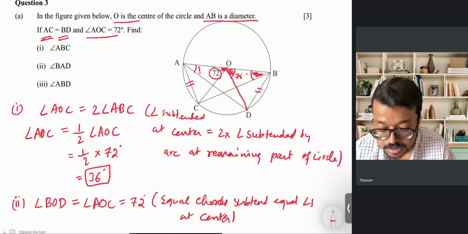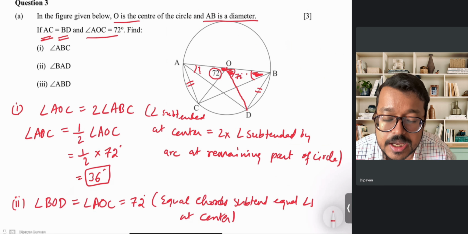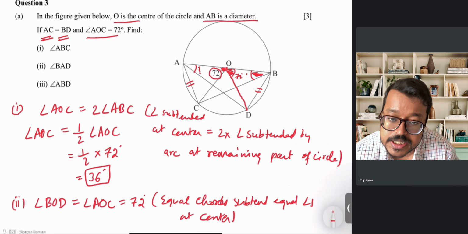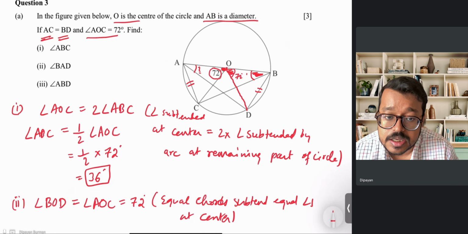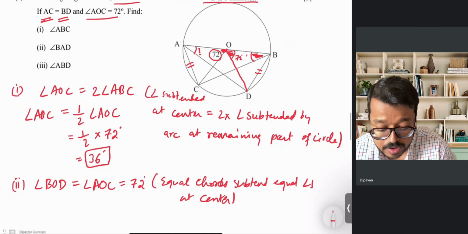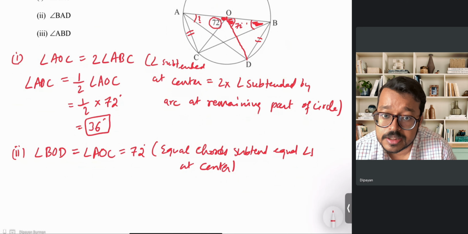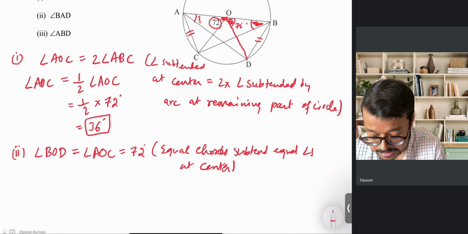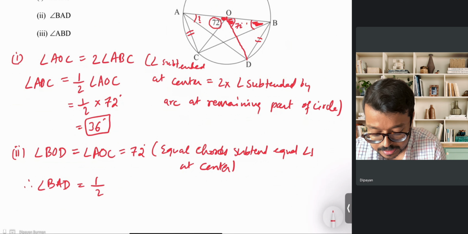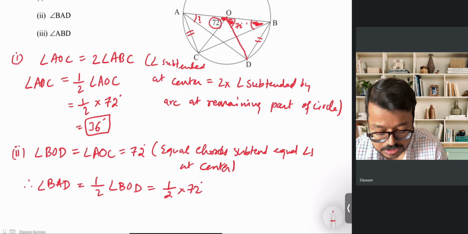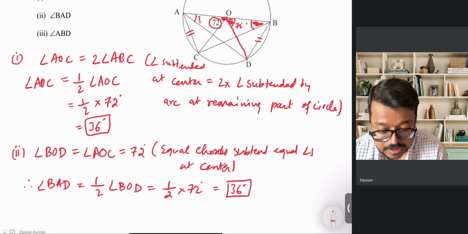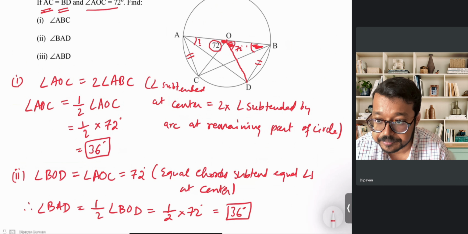Okay, then if I compare angle BOD and BAD, BOD is the angle subtended by the arc BD at the center, and BAD is the angle subtended by the same arc at the remaining part of the circle. Now I have already used this property in the first part of the question, so I don't need to explain that again in detail. So I will just say that therefore angle BAD will be half of angle BOD, which is half of 72, which is 36 degree. So angle BAD is 36 degree.